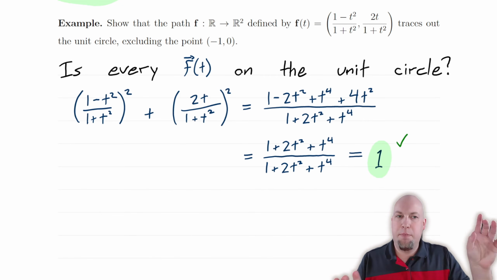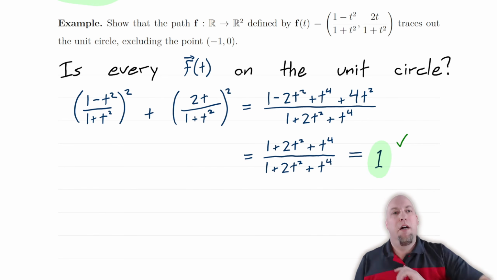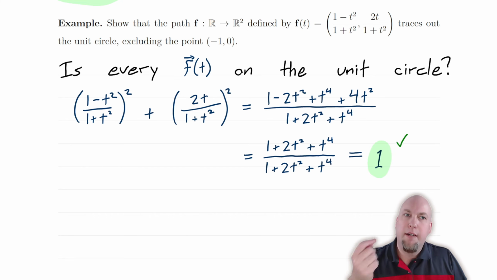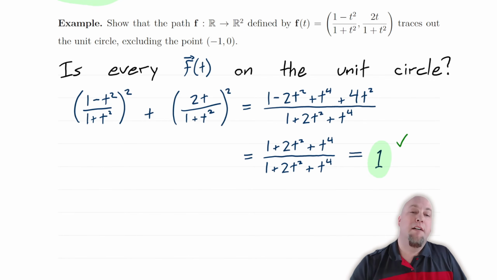That shows me all these output points are on the unit circle. It doesn't show me that I get every point on the unit circle except for -1, 0, though. So how do I do that? Maybe the first thing that I should do is convince myself that I really don't get this point. In other words, convince myself that there's no value of t that I could plug into this function to get this as the output.